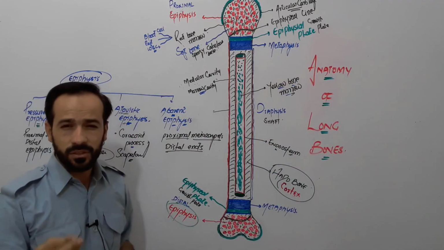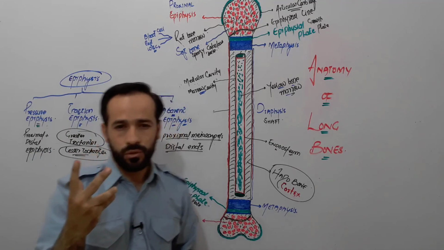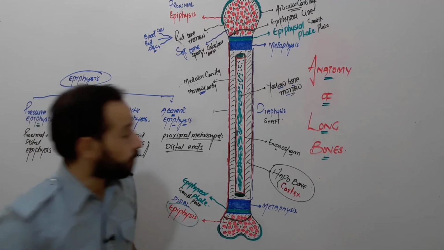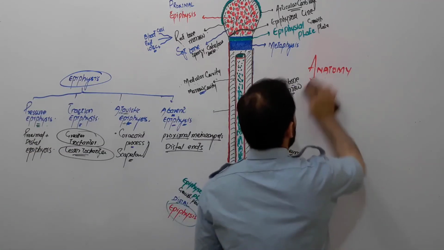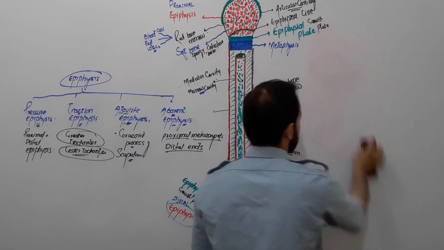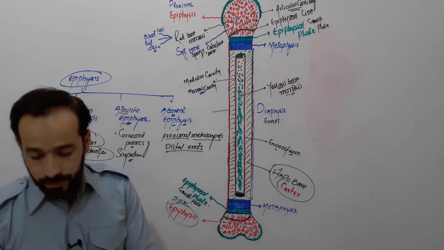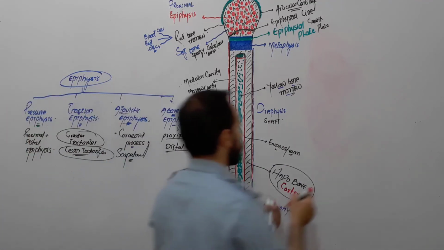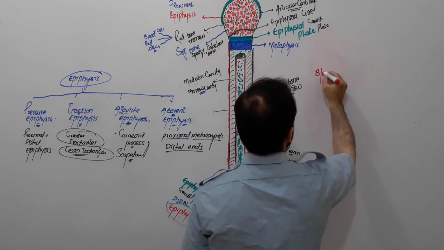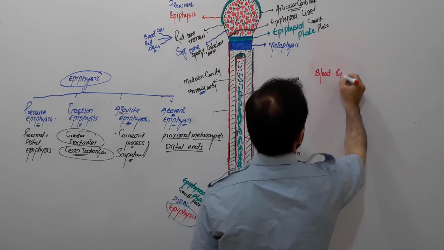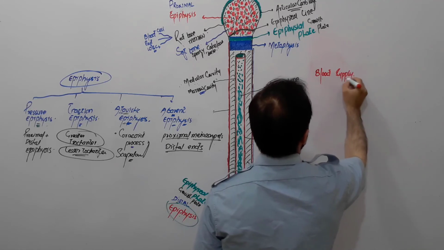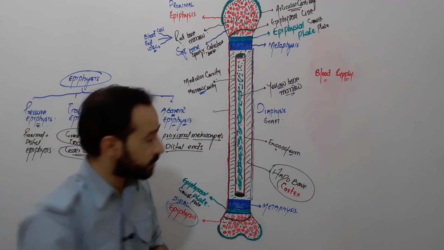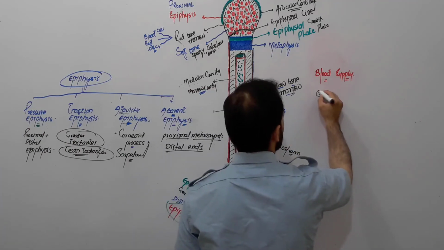Another thing which we should know, a very small thing friends, is where the long bones receive their blood supply. Look carefully. If we talk about the blood supply of the long bones, we should know some arteries which supply your long bone. So what are those arteries, the actual arteries? First we have the nutrient artery.